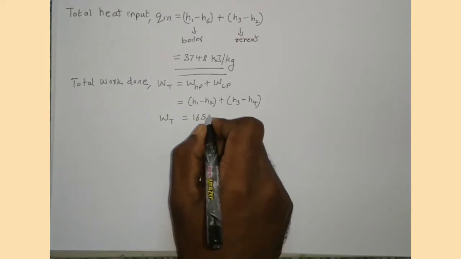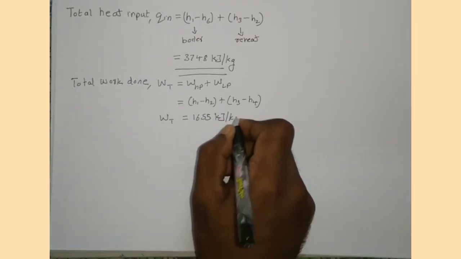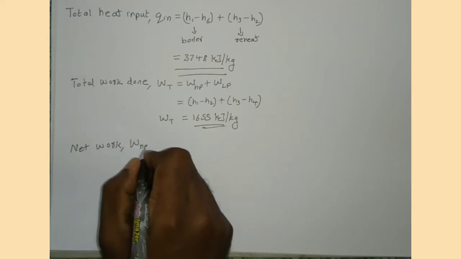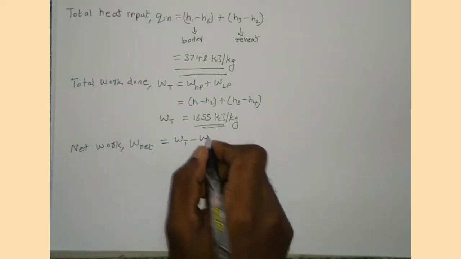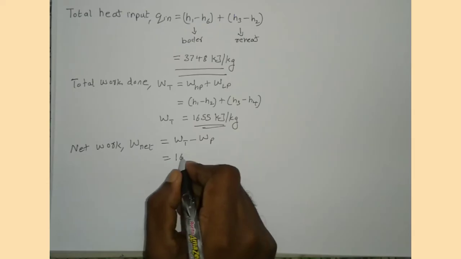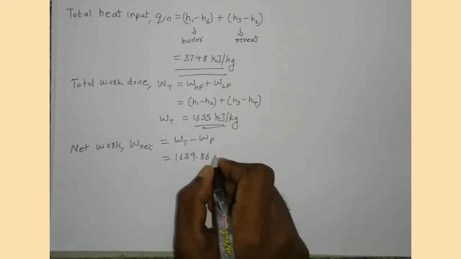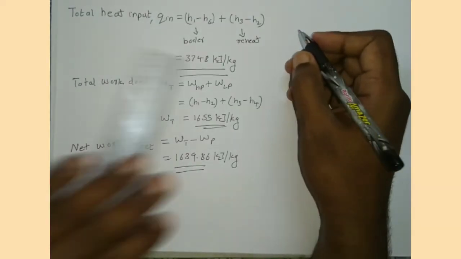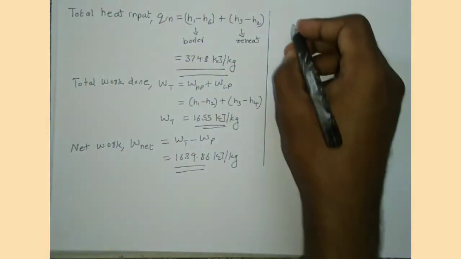Therefore, after substituting values, WT equals 1655 kilojoule per kilogram. And the net work is the difference of turbine work and pump work. It is 1639.86 kilojoule per kilogram.